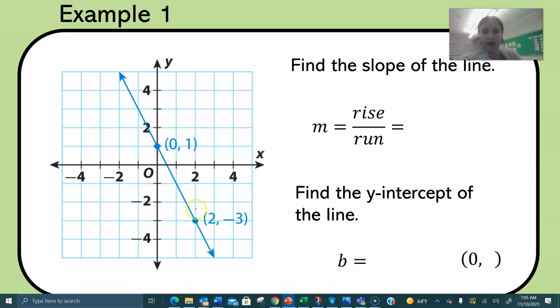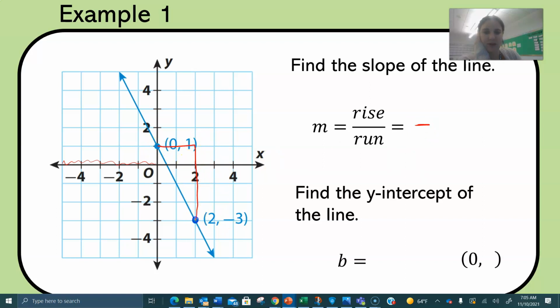So here's my line. I'm given 2 points. So to find the slope, I draw a triangle between them. Actually, first, let's determine if it's positive or negative. So if I'm walking across this line, am I going to go downhill or uphill? Downhill, so the slope is negative. All right, so I have my triangle. I'm going to do rise and then run.